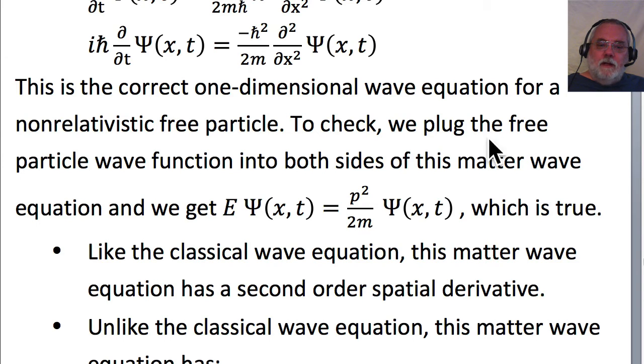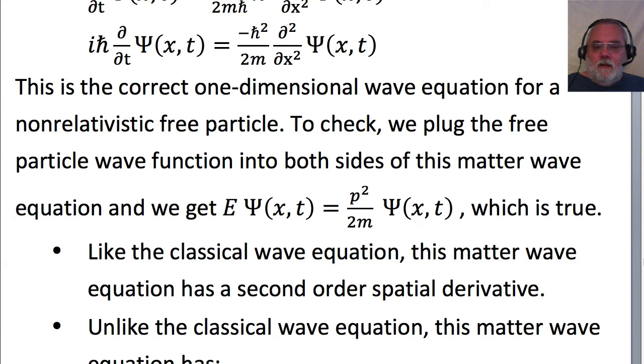To check, we plug the free particle wave function into both sides of this matter wave equation. If you plug it into the left and do the math, you will get E times psi. If you do the operation on the right, you will get p squared over 2m times psi. And the energy is p squared over 2m for this free particle wave function.